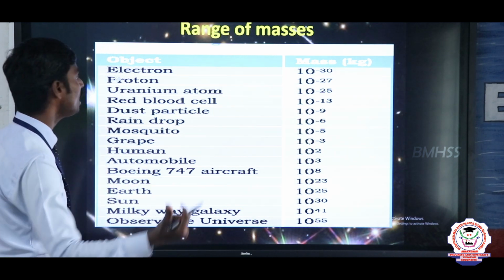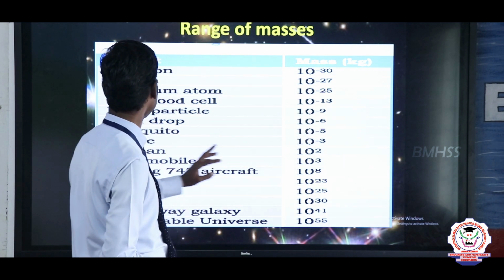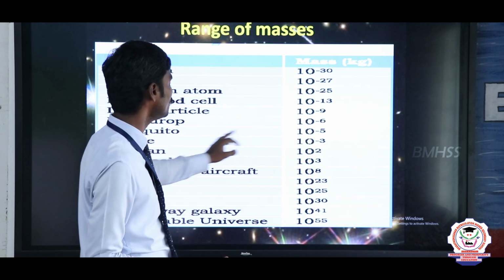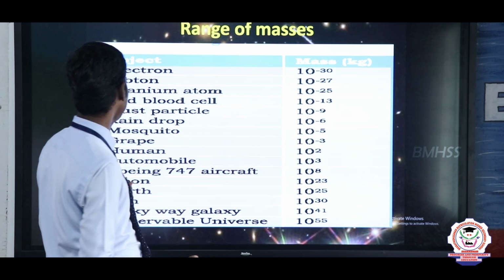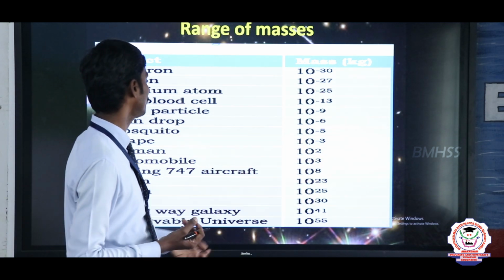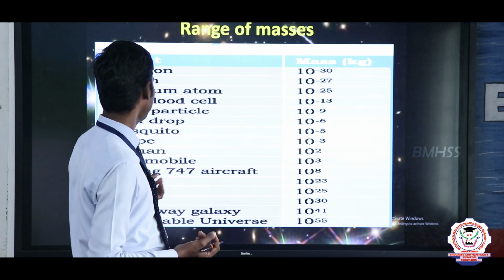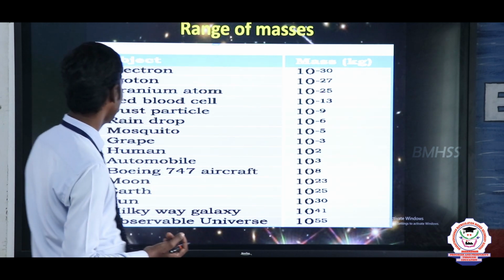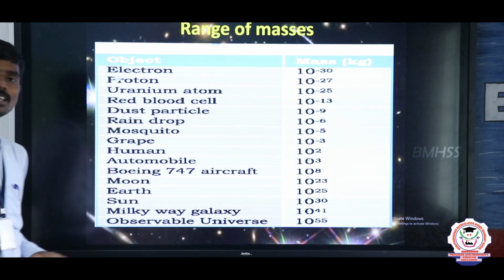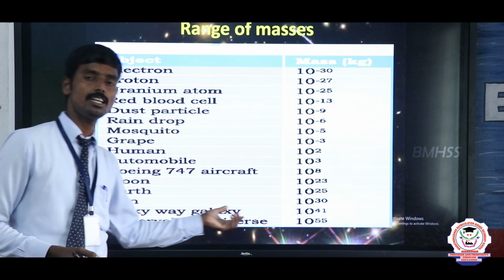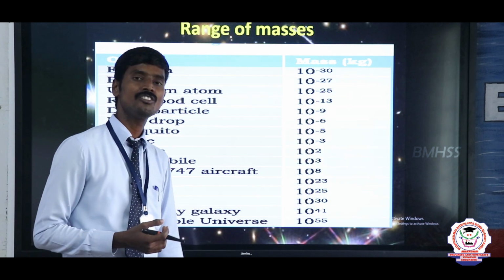dust particle 10^-9 kilogram, raindrop mass 10^-6 kilogram, mosquito mass 10^-6 kilogram, and a craft 10^-3 kilogram. Human body mass 10^2 kilogram, automobile parts 10^3 kilogram, and aircraft 10^8 kilogram. Moon mass 10^23 kilogram, and our Earth mass 10^25 kilogram. Milky Way galaxy 10^41 kilogram, and the last one is our observable universe, 10^55 kilogram.